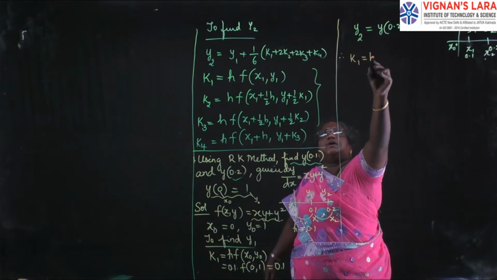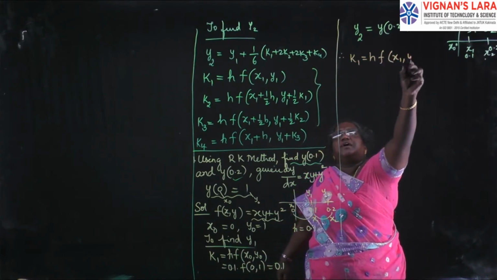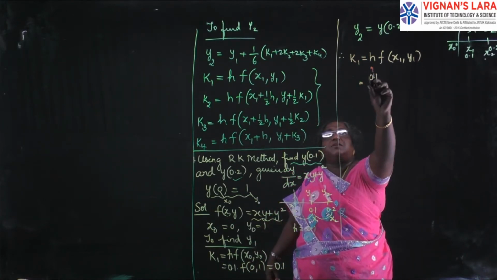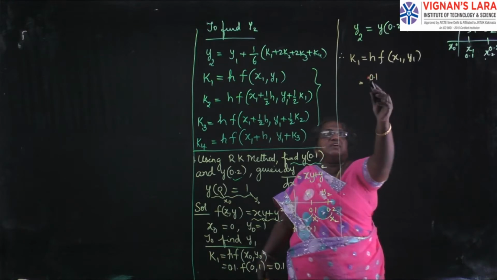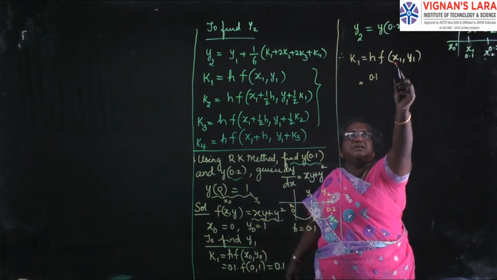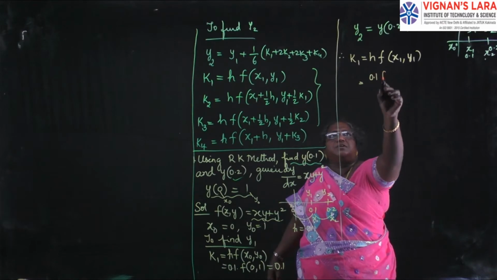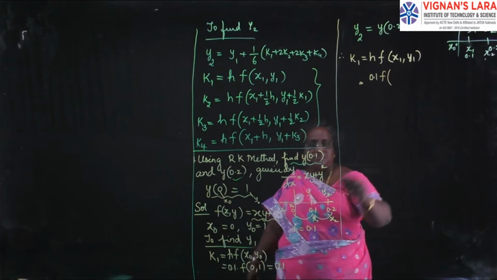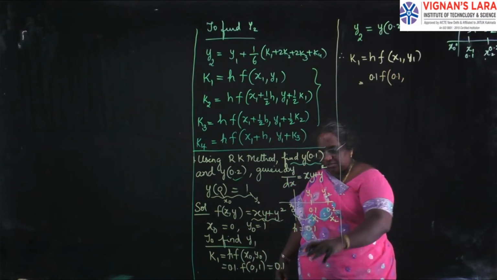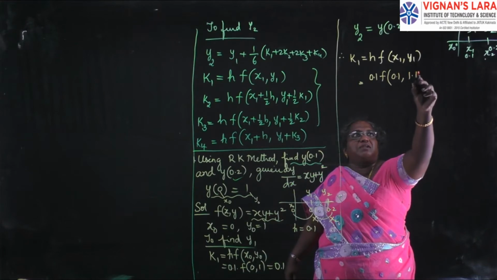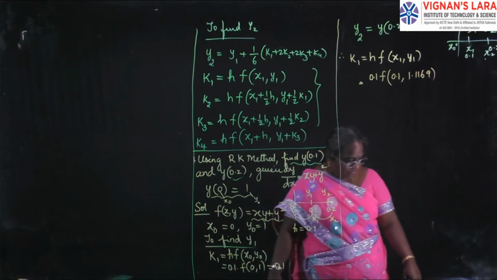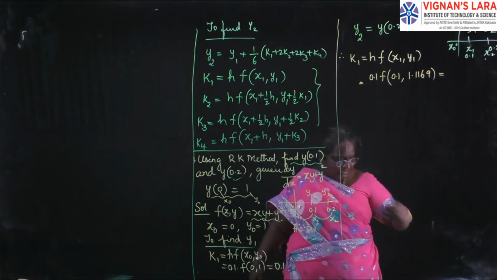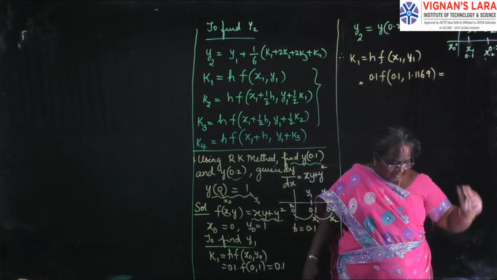Therefore k1 is equal to h into f of x1, y1. So what is our h? 0.1. h there will not be any change. So students get confused and they will increase h value also because we are increasing here x and y values. 0.1 into f of x1. So what is our x1? Already we have written here 0.1. Or y1 just now we got, it is 1.1169.